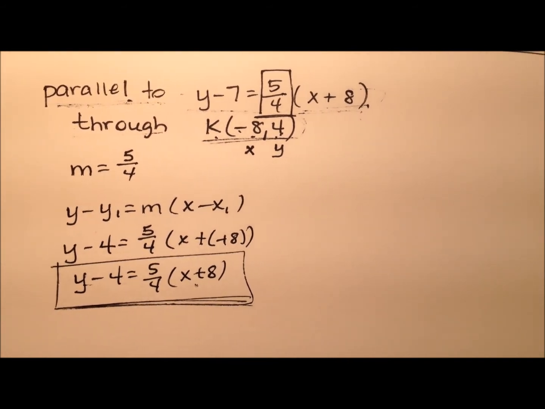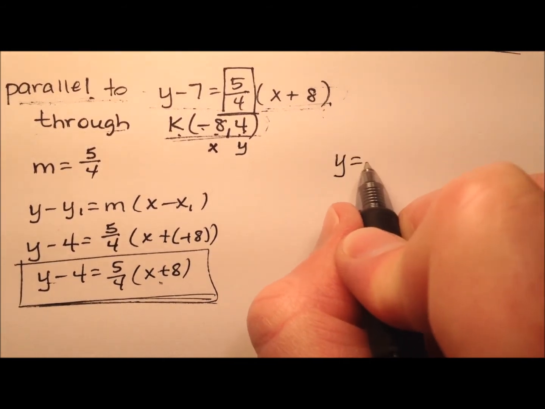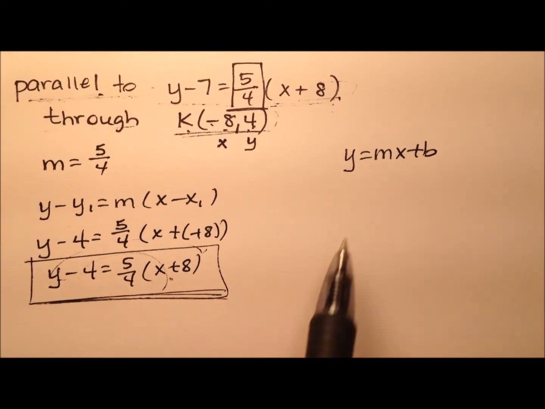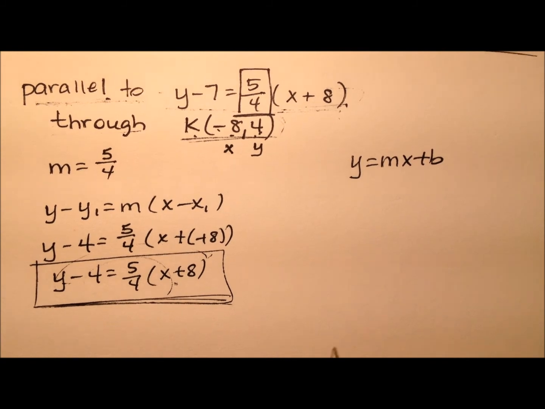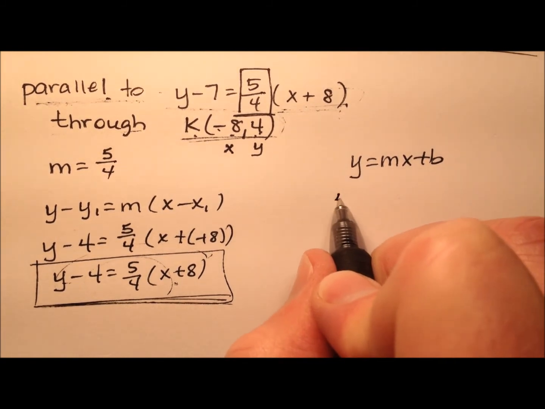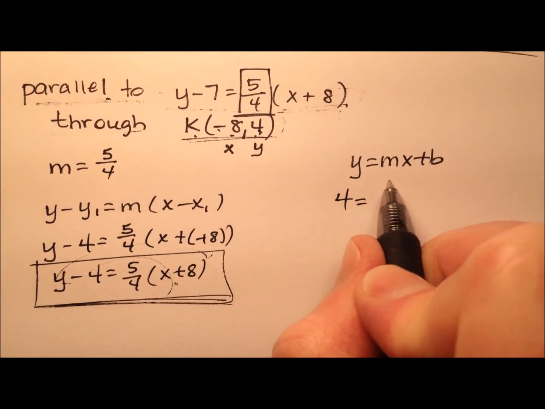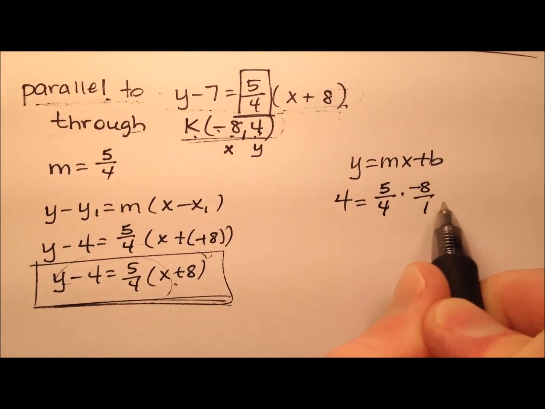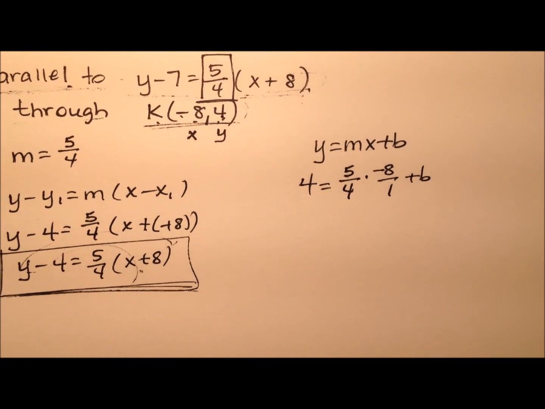Once again, let's go ahead and do it in slope-intercept form as well, and I'll walk through this process, and then I'll convert this equation to slope-intercept, and we'll make sure they're the same. So our y-coordinate is 4 here, equals our slope, which is 5/4. Our x is -8. I'll go ahead and write that over 1 since I'm multiplying, and then plus b. So the b, which is our y-intercept, that's what we're solving for.